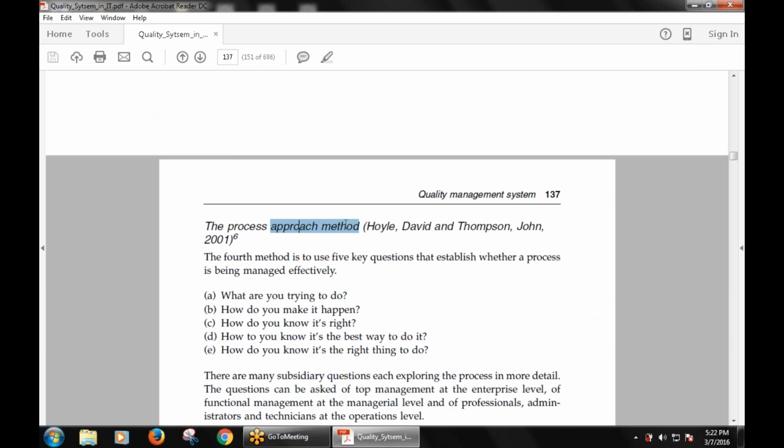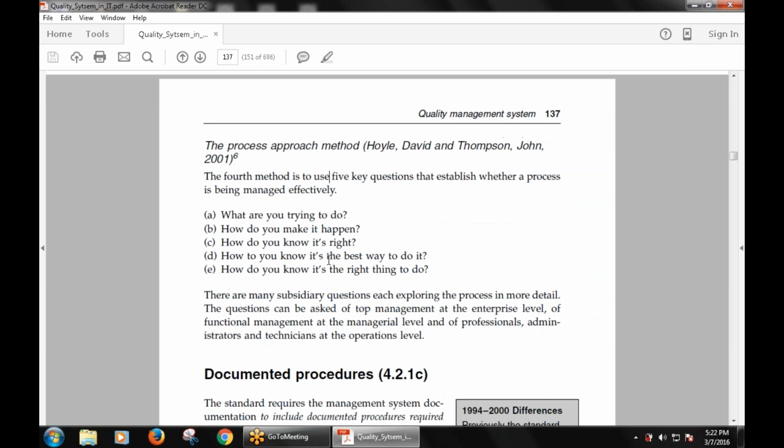The process model approach method is used to answer these questions. What are you trying to do? This is the first question of the process approach method. Then, how do you make it happen? That is, what is the main procedure to make it happen? Then, how do you know it's right? That is, how do you know this is the correct option, or what is the main method for using the correct option? Then, how do you know it is the best way to do it?